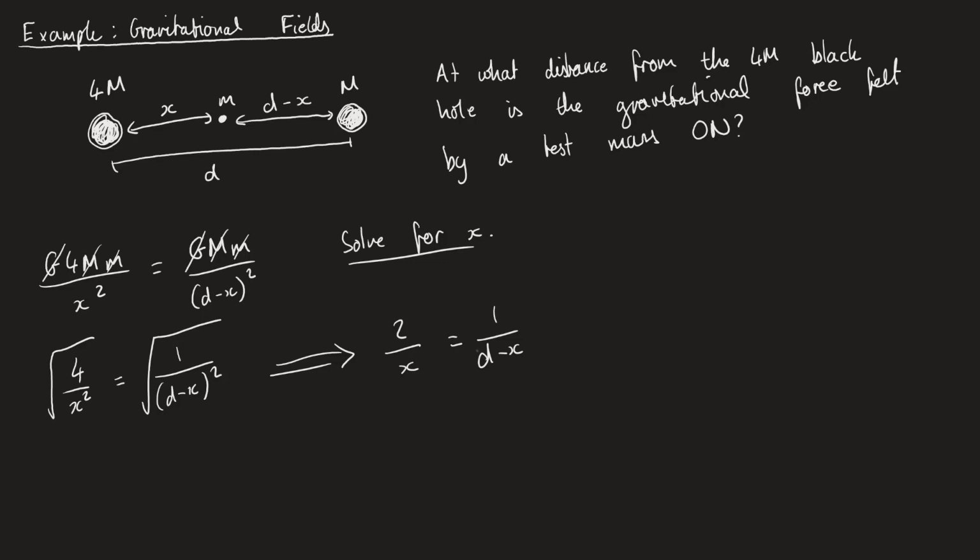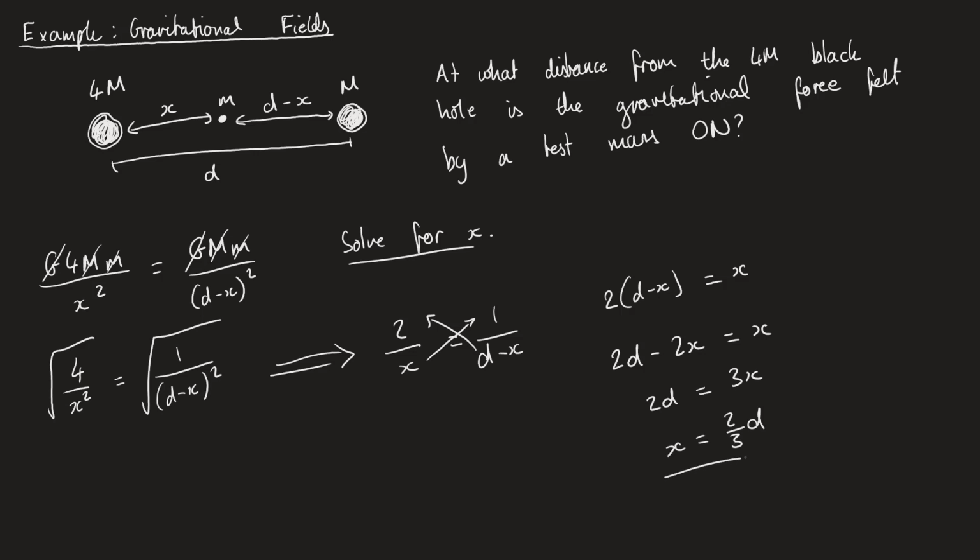So now what we're going to do is multiply the d minus x up to here and multiply the x up to here. So I end up with 2 times d minus x is equal to 1 times x. I'm going to expand these brackets, so I get 2d minus 2x is equal to x. Add the 2x to this side, 2d is 3x, and then divide by 3, so x is 2/3 of d.